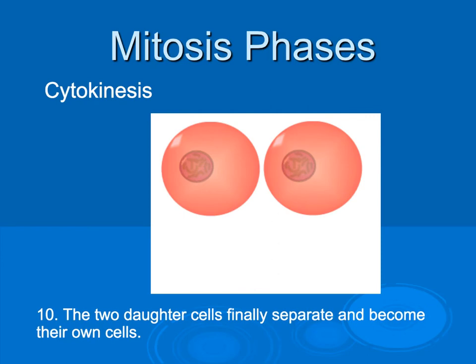And then the last thing you want to know is cytokinesis. This is where they finally separate into two new daughter cells. Remember, you started with one parent cell, and now you end with two new daughter cells.